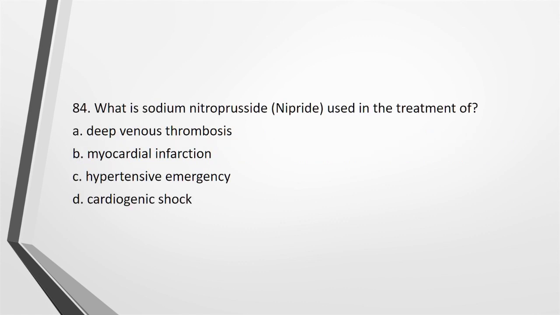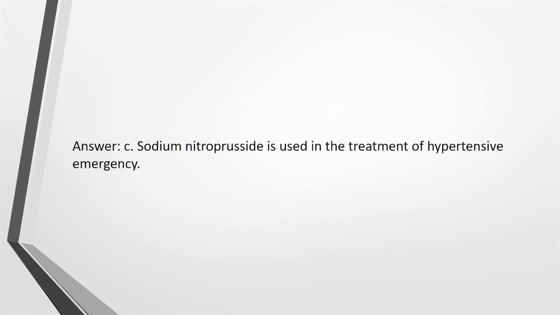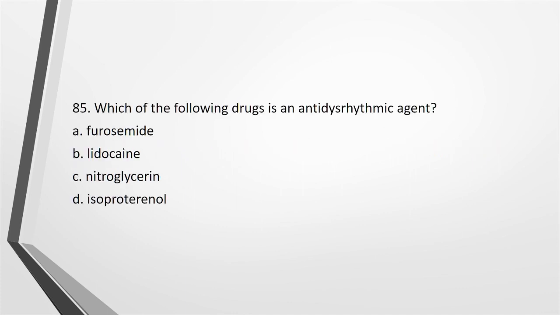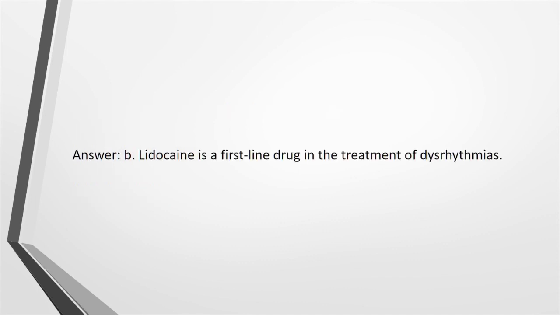84. What is sodium nitroprusside, Nipride, used in the treatment of? A. Deep venous thrombosis. B. Myocardial infarction. C. Hypertensive emergency. D. Cardiogenic shock. Answer. C. Sodium nitroprusside is used in the treatment of hypertensive emergency. 85. Which of the following drugs is an antidysrhythmic agent? A. Furosemide. B. Lidocaine. C. Nitroglycerin. D. Isoproterenol. Answer. B. Lidocaine is a first-line drug in the treatment of dysrhythmias.